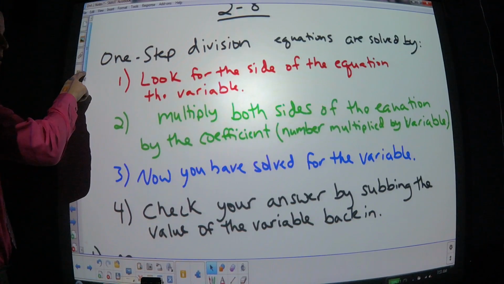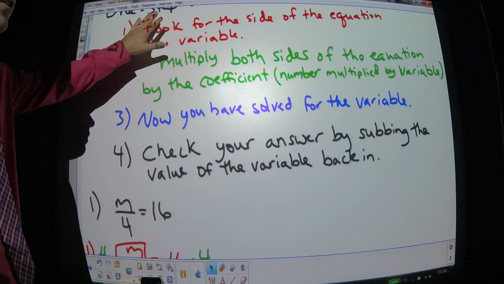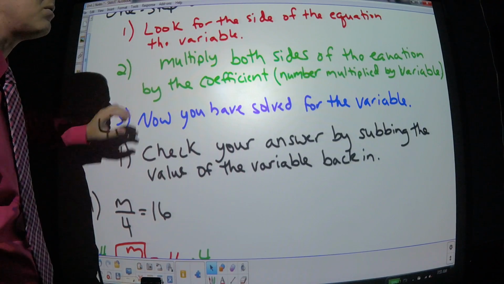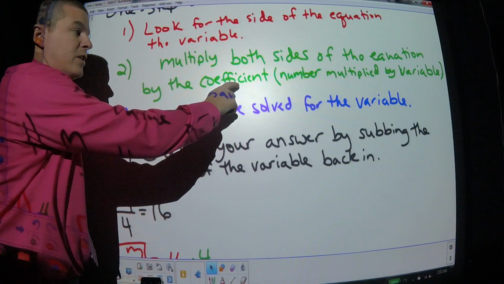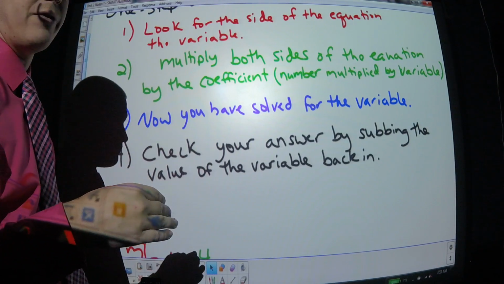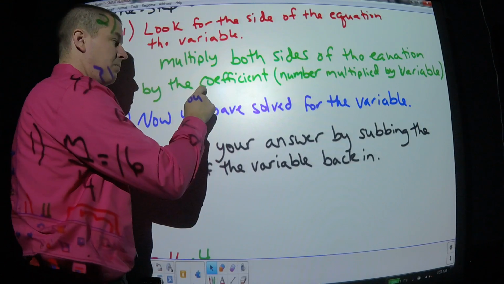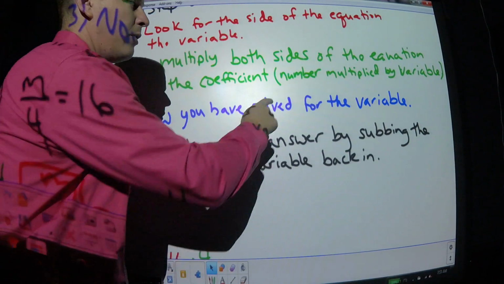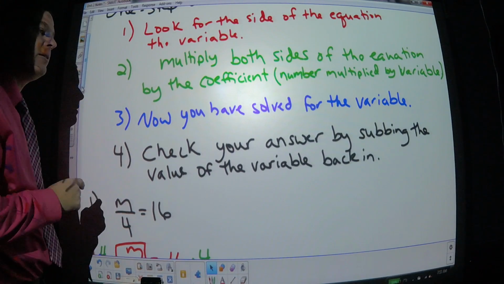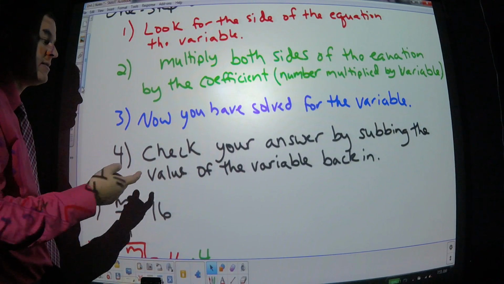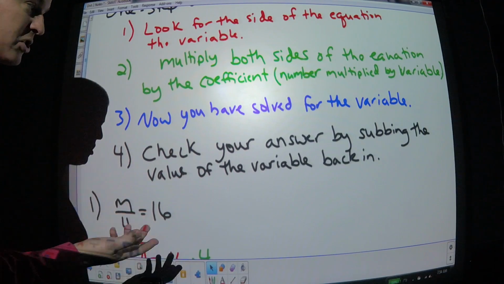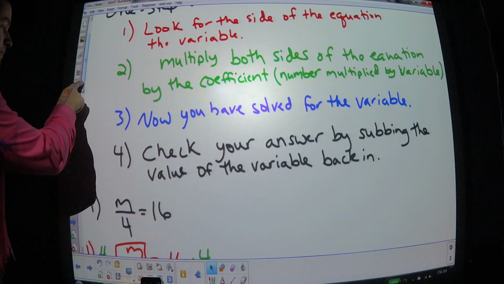So the steps have not changed. Look for the variable. Identify the side with the variable, then you are going to multiply both sides of the equation by the coefficient. So remember that yesterday you divided by the coefficient. Today you're going to multiply by the coefficient, which remember the coefficient is the number multiplied by the variable. Okay? Then 3, now that you have done that to both sides, you have solved for the variable. So 4, you need to double check by substituting the value back in.